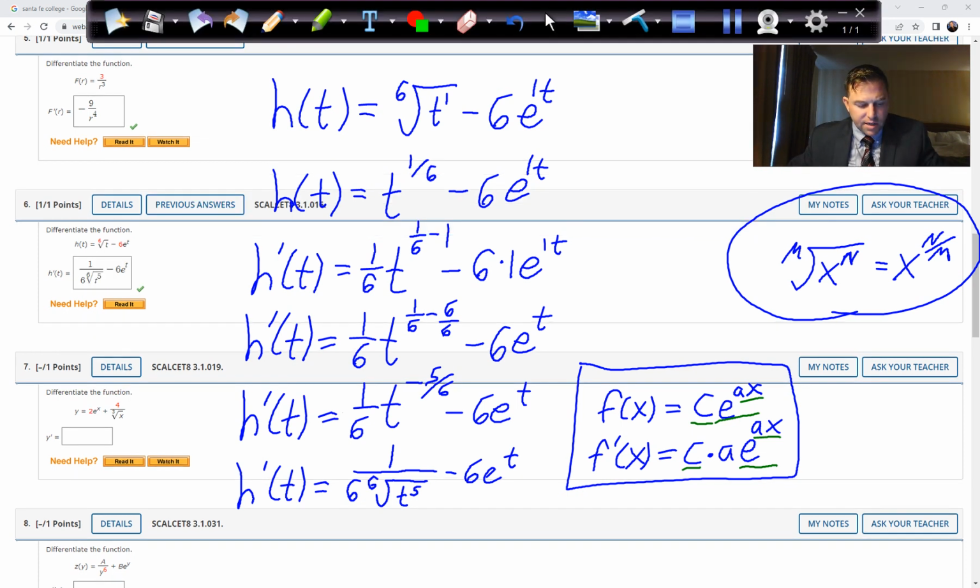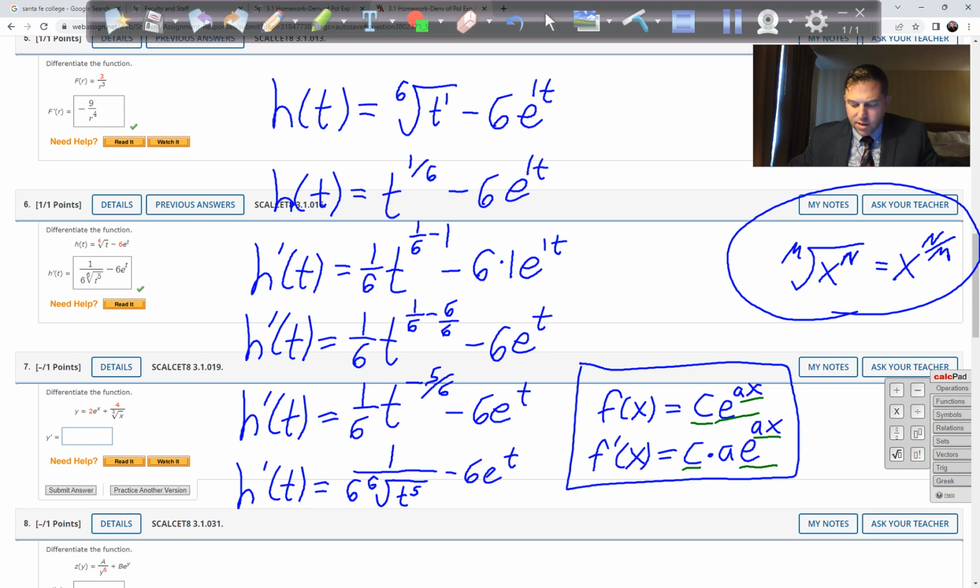1 over 6 times the 6th root of t to the 5th minus 6e^t. Now, when you click in these boxes, you get these buttons over here on the right, and you have to go to functions to get this button here for the 6th root of t to the 5th, and then you also have to get this button here, e raised to a power. So you'll use these buttons over here to get that done correctly.